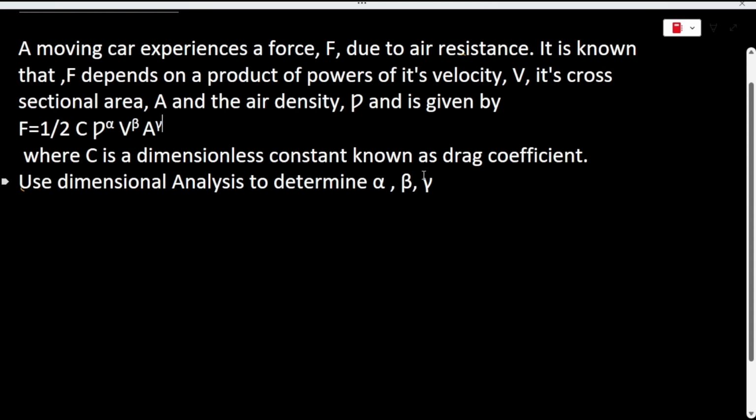Now, to determine alpha, beta, and gamma, all the quantities provided have to be converted into their respective dimensions in their MLT format. And so the density of the air would have to be converted into its dimension in its MLT format. The velocity of the moving car would have to be converted, and the cross-sectional area of the moving car would also have to be converted into its dimensions in their MLT format. And so would the force experienced by the moving car. So what is the dimensions for density?